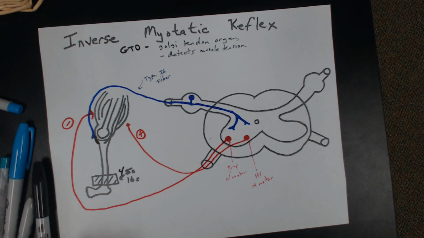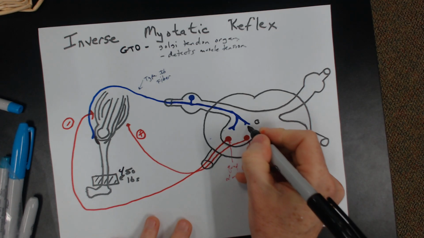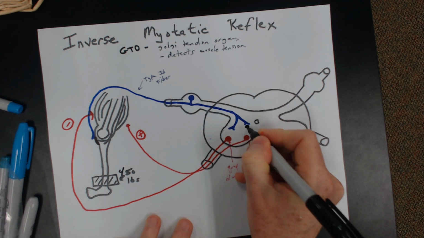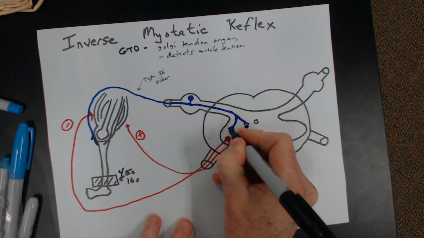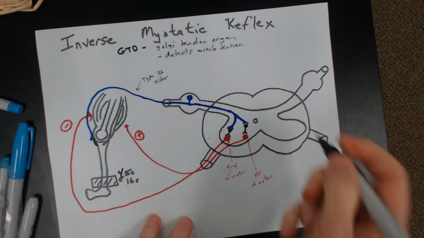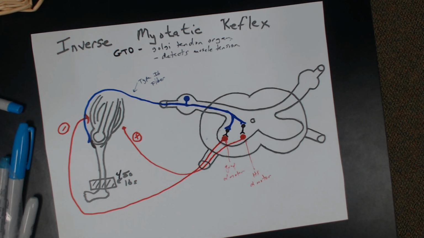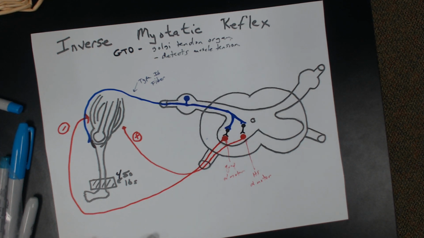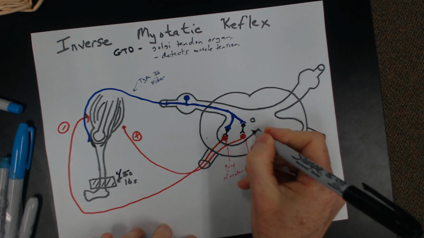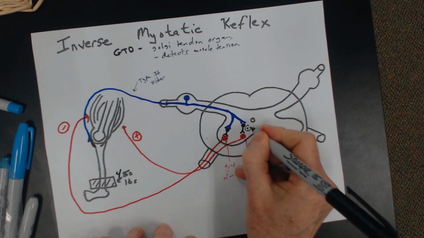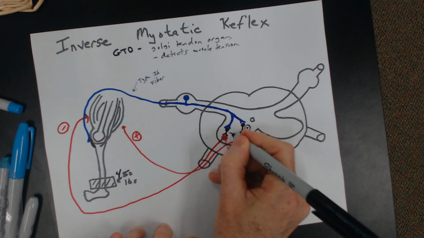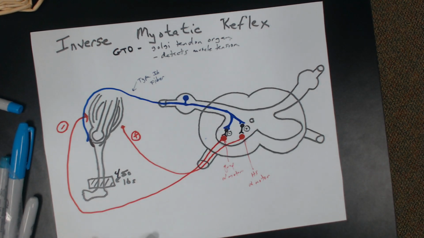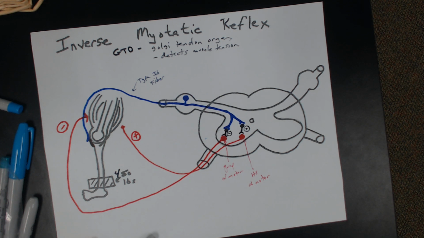And the way it does it is very similar. They're hooking up to the right kind of interneurons here. So in this case, they're going to synapse with a stimulatory interneuron for the hamstrings, and we're going to synapse with an inhibitory interneuron for the quads.